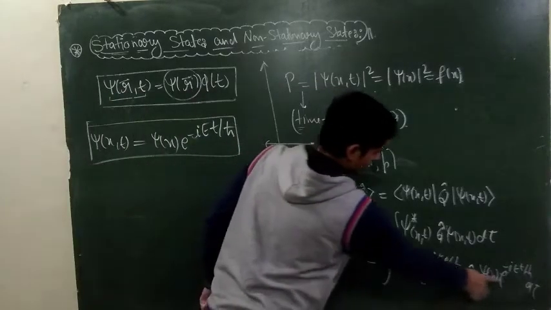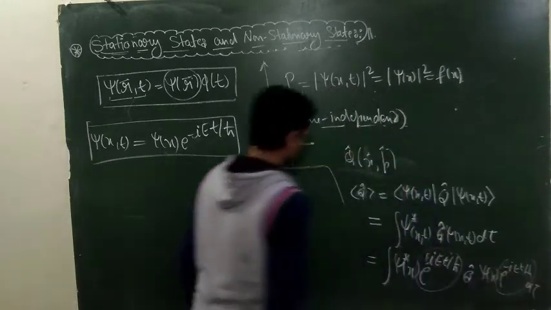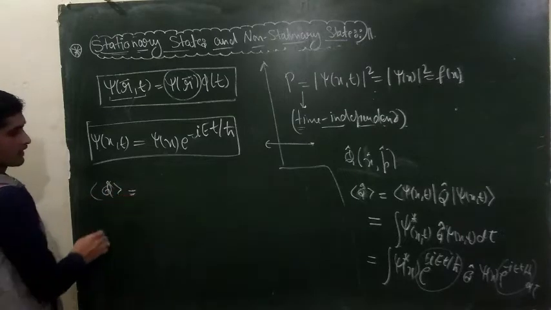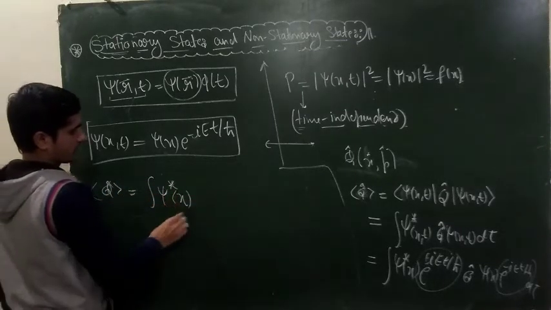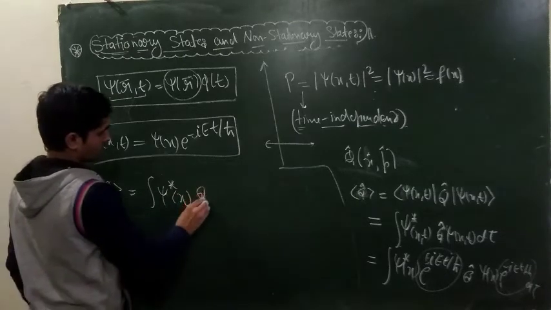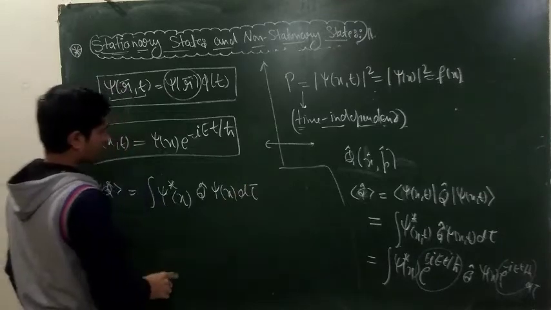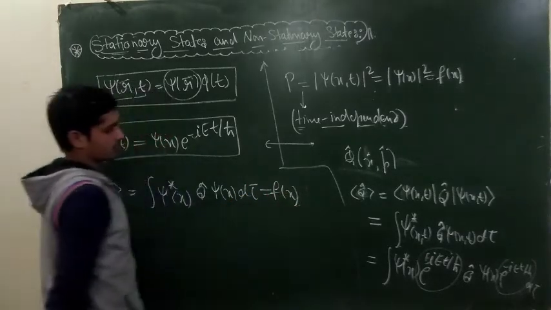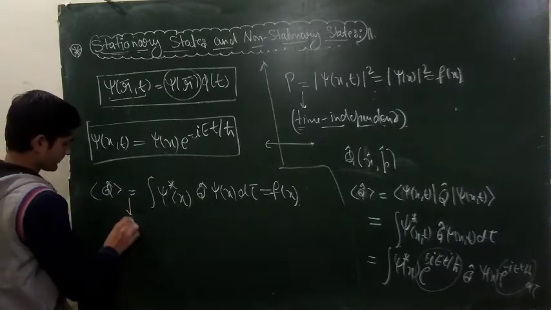Again, when you multiply these two parts, the time dependent part will cancel out, and the expectation value of any operator will be the integral of psi star of x into q cap into psi of x d tau. And again, this is just a function of the space coordinate, and it is again independent of time.